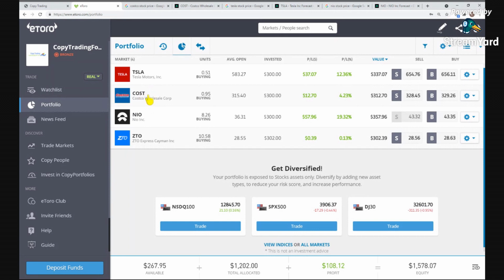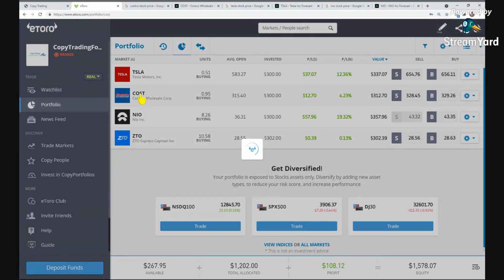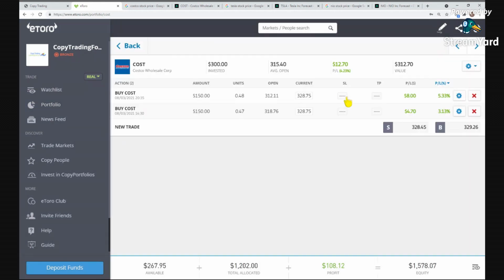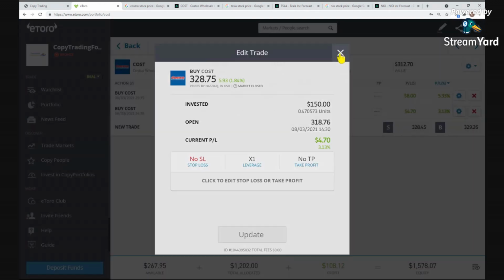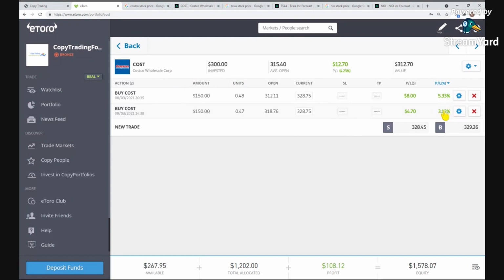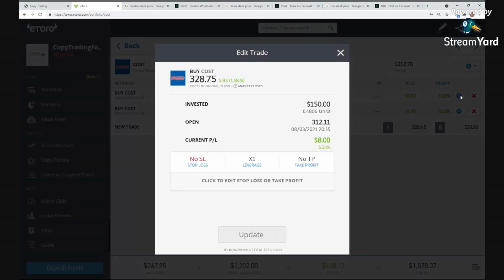So what I'm going to do here is click into Costco. You can see I'm up 4.33% overall, but I bought two positions, 150 and 100. I broke it up. I bought it at 312 on this one, and then 318. I opened at the other price. So you can see there I'm up 5% and 3.13%. So how to set a stop loss, especially on Ether, you just go to settings.